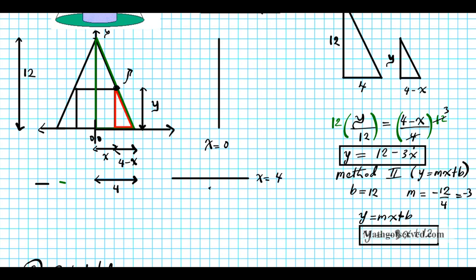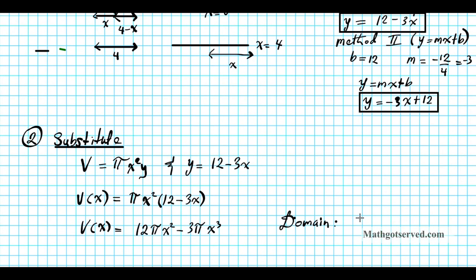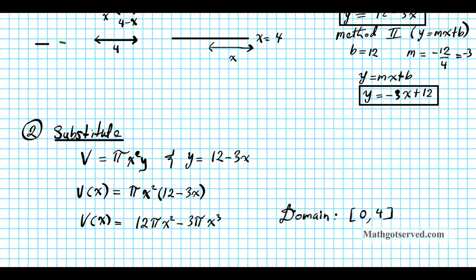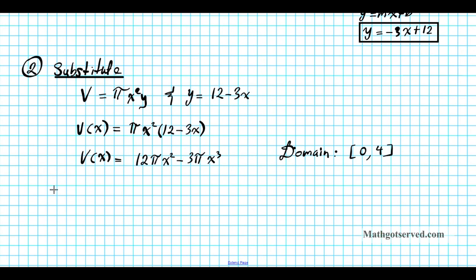Remember, x is your radius, it's not your diameter. So that's x right here. So our domain is x goes from 0 to 4. There are no restrictions on this because it's a cubic function, no domain constraints, so these endpoints are good. All right, so let's move on to part 3.